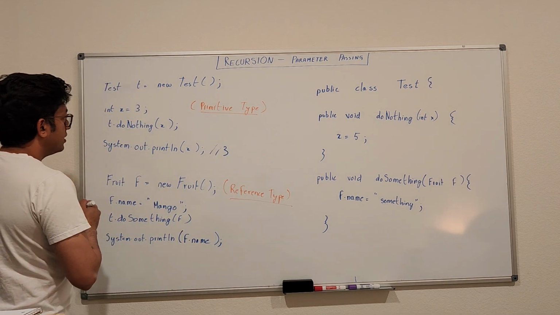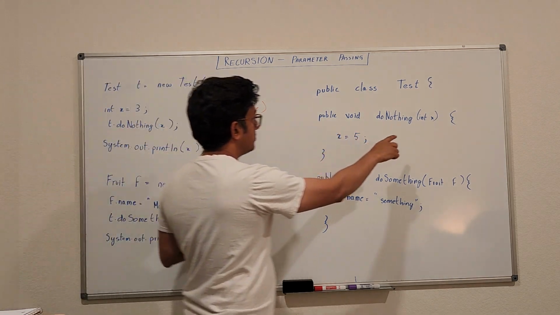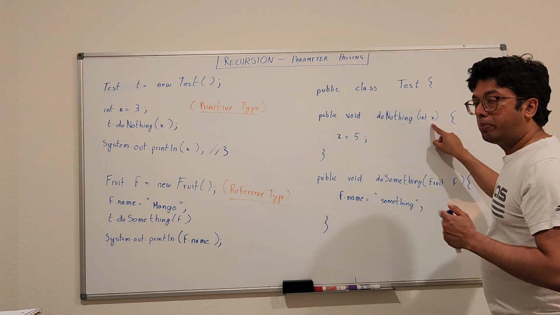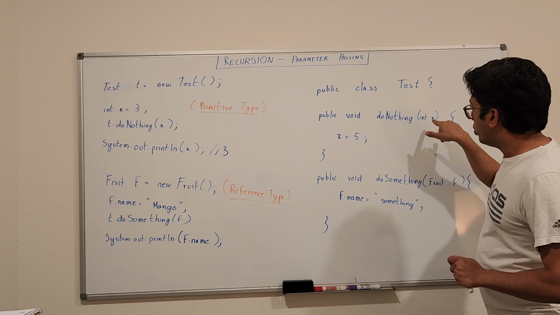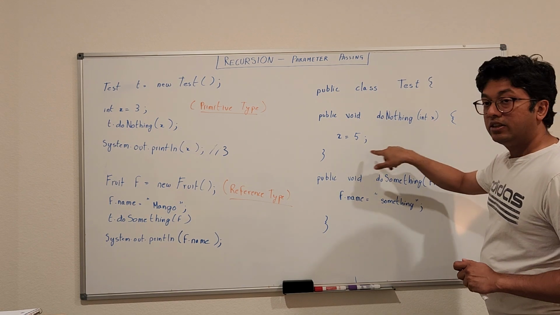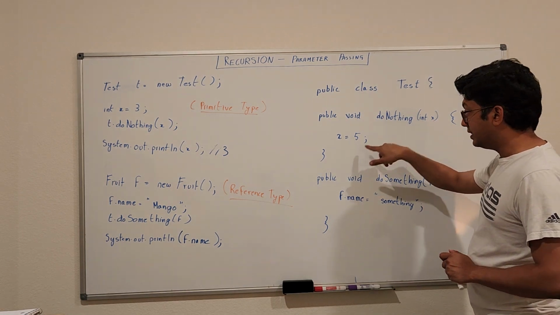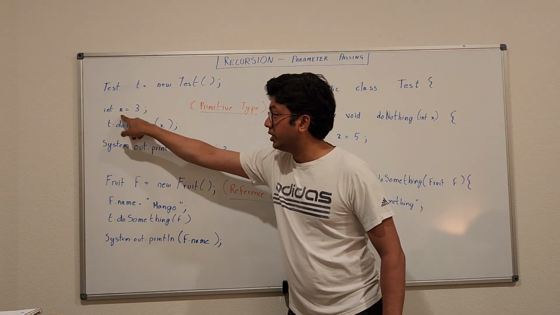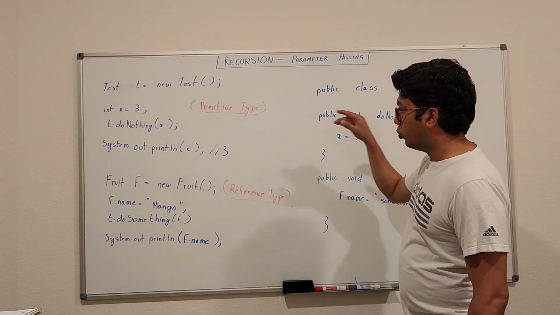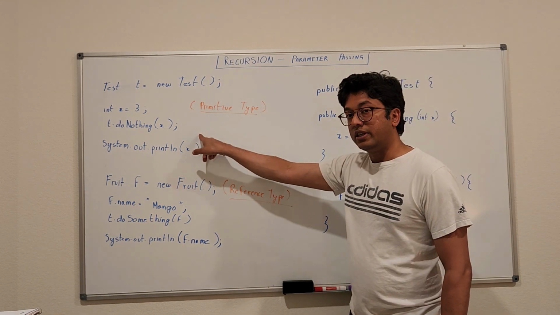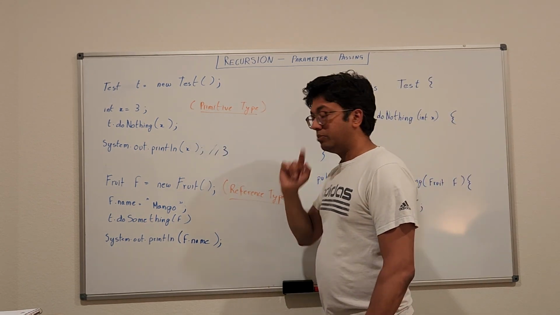The reason is that what you pass here is just a copy of the value. So when you pass 3 here, whatever this variable is, that copy is what you're changing. This does not change the value in the caller. So this is for primitive types. Whatever you do in a method doesn't affect the calling part. This is important, okay?